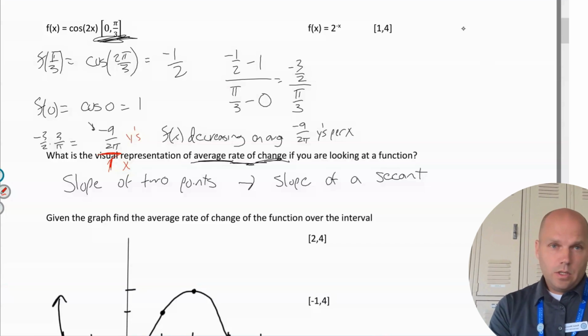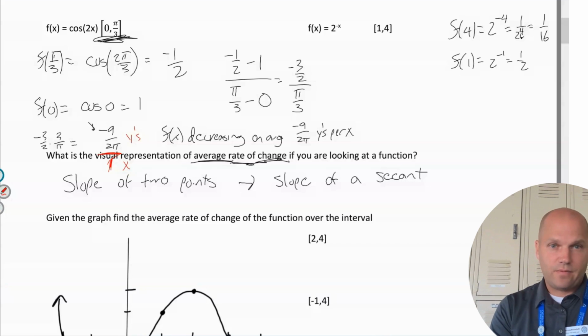Let's try this one. F of 4 is 2 to the negative 4th. That's 1 over 2 to the 4th, which is 2, 4, 8, 16, 1/16. Thanks, Mr. Messner, for giving us fractions. F of 1 is 2 to the negative 1, which is a half. So I need to do 1/16 minus a half over 4 minus 1. This is 8/16. Multiply the top and bottom by 8.